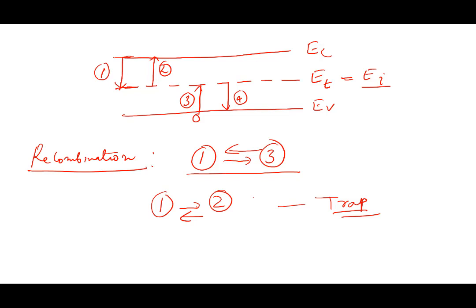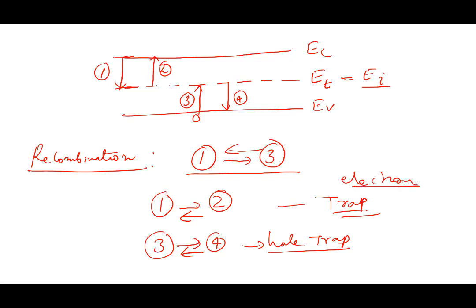If 1 and 2 are dominant, if you capture an electron, the next most likely event that may occur is you release it back to the conduction band. 3 and 4 are not occurring. So we call it an electron trap. Or you may have 3 occurring, followed by 4, and these are dominant. So you may call it a hole trap, you may call it an electron trap.